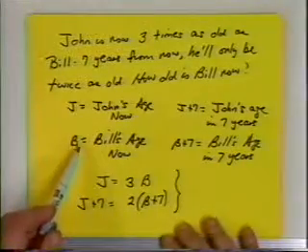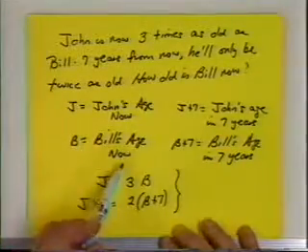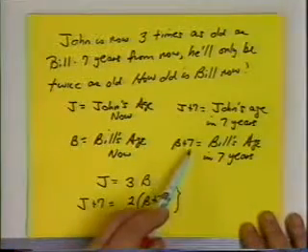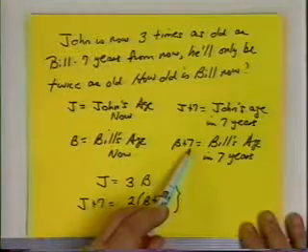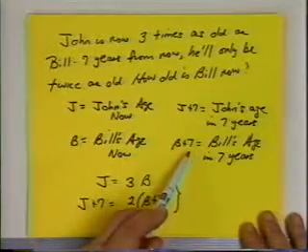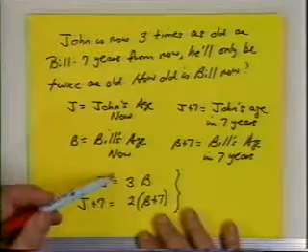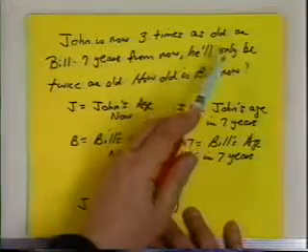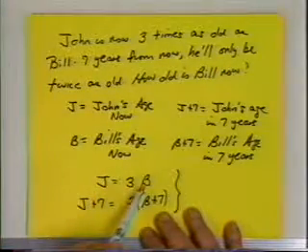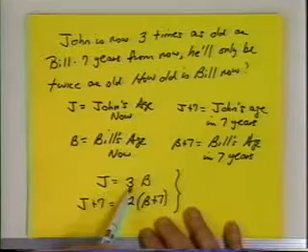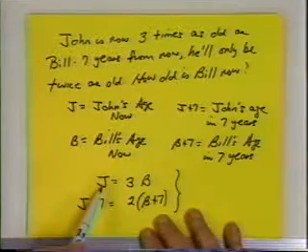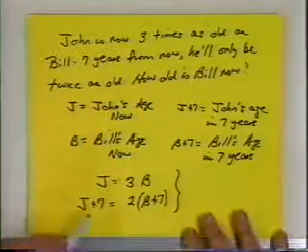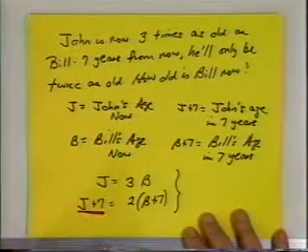In a similar way, if B stands for Bill's age now, then B plus 7 stands for Bill's age 7 years from now, because you just add on what? In 7 years, you're going to be 7 years older. You add on 7 to your present age. Now we have to distinguish between now and 7 years from now. It says John is now 3 times as old as Bill. That's true now. So Bill's age now, B, multiplied by 3, gives you John's age, which is J. It says 7 years from now, he'll only be twice as old. Well, 7 years from now, his age is going to be J plus 7.